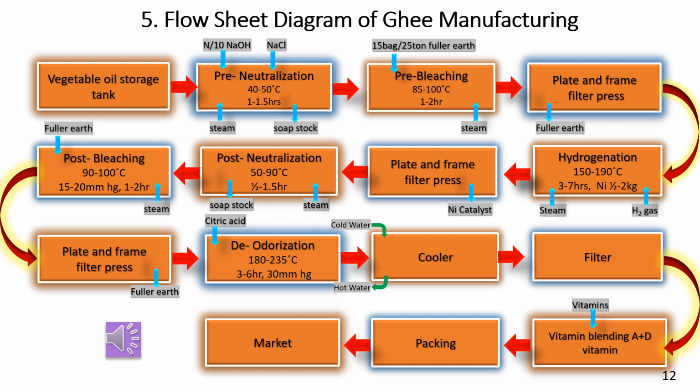Here we cool our oil by providing cold water, and we will remove hot water from this chamber. Then we move towards the filter. Here we filter our sample, and then we move towards the vitamin blending. We will provide vitamin A and D to our oil to fulfill its nutritional value. Then we move towards the packing, and in the last step we will market our sample. Here our oil is ready, and we will proceed with this oil to market for further processes.